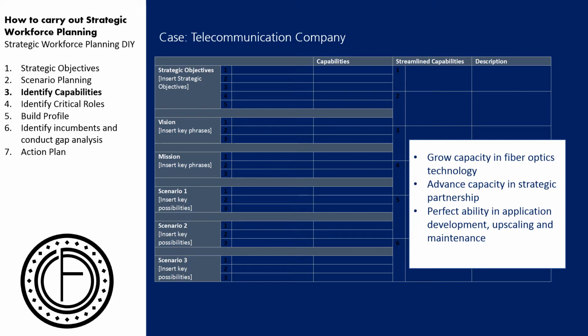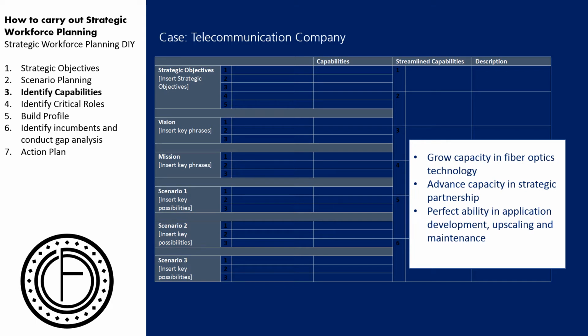Now, like we mentioned in the last slide, from scenario you can go into identifying capabilities. From the screen here, it shows that in identifying capabilities, we have to look at different aspects. A good example will be to look at your strategic objectives first and foremost and say, okay, directly from the strategic objectives, are there capabilities we need to build as an organization?